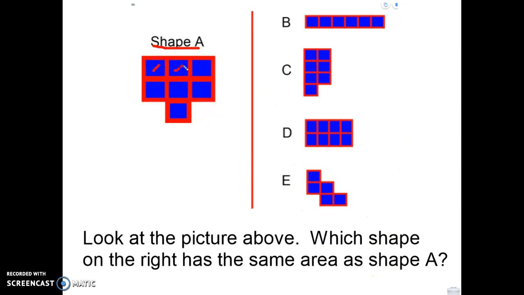So I have 1, 2, 3, 4, 5, 6, 7 squares here. And now I need to find another shape over here that also has 7 squares. So 1, 2, 3, 4, 5, 6. So that's not it. 1, 2, 3, 4, 5, 6, 7. So C has 7. Let's just make sure these others don't. So 2, 4, 6, 8. Nope. 1, 2, 3, 4, 5. No. So the answer would be C.